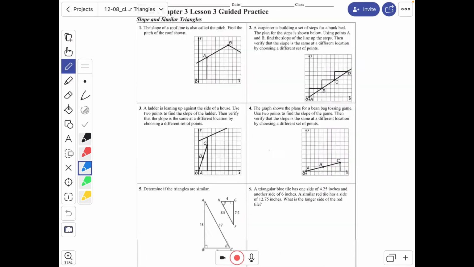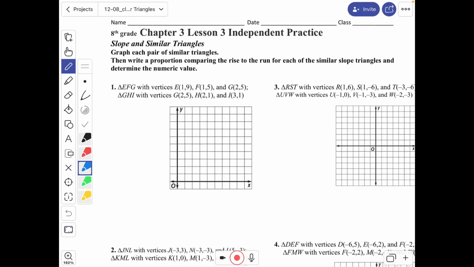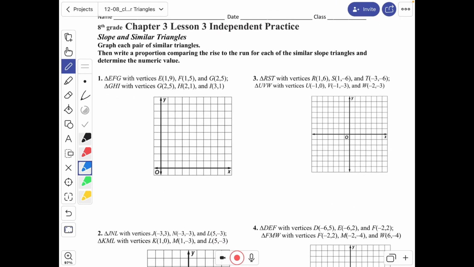Let's look at what you're supposed to be doing today. And I'm sorry, but you are going to have to actually write it on paper. And if you can't print, then you're going to have to draw the grids, because I have to see that you know how to plot these points. So number 1 says triangle EFG with vertices 1, 9, 1, 5, and 2, 5. So you're going to plot those points on the grid, and then plot those points.